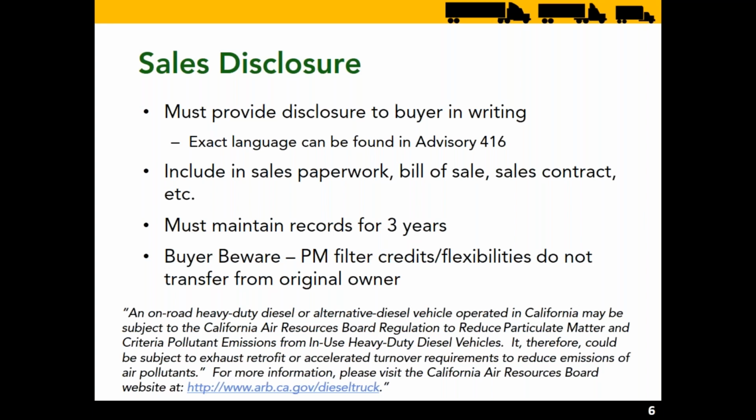As far as the sales disclosure is concerned, though, when you sell a vehicle that's in California to somebody that you know is going to operate it in the state of California, we expect you and require you to include that paragraph on the sales paperwork. So the bill of sale, the contracts, whatever it is, that paragraph has to be there. And you're supposed to maintain those records for 3 years. Now, this is not something that will ever come up during an inspection. This is something that actually would be asked for if there happened to be an audit of your fleet.